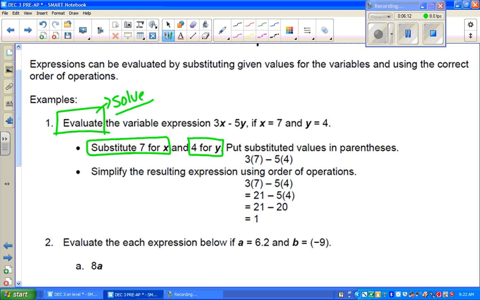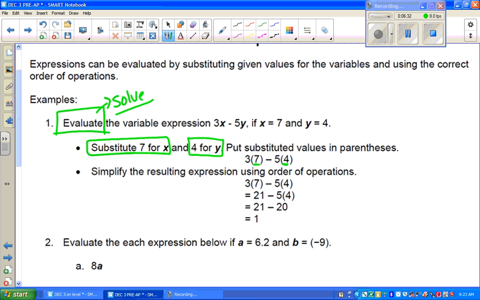Now, how do we combine those? If you look at your 3 and your x, they're multiplied. So you're going to say 3 times x minus, you have 5 times y. So you're going to plug in a 4 for that y. So you have 3 times 7 minus 5 times 4.